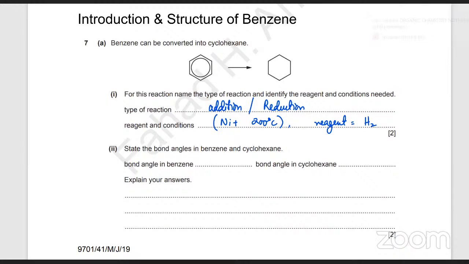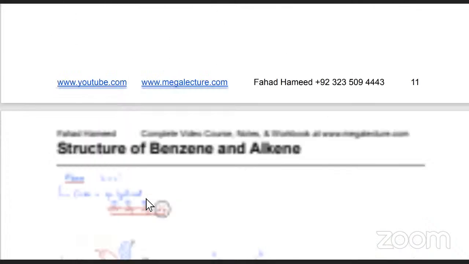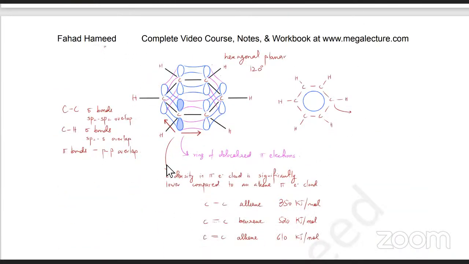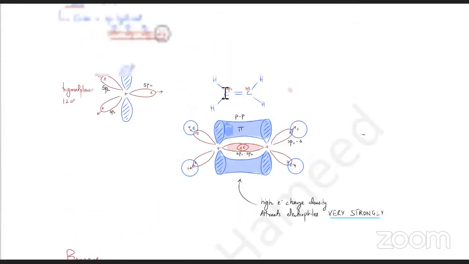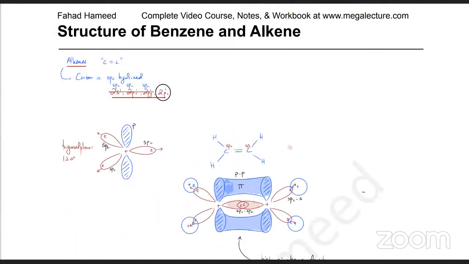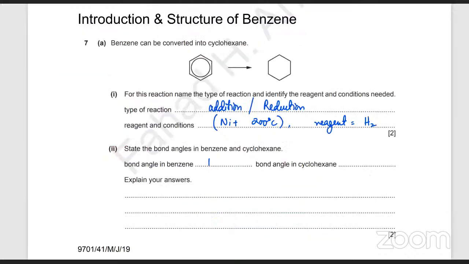So what's the bond angle in benzene? If I just have a look at the structure of benzene. So benzene is sp2 hybridized. All the angles in benzene are 120 degrees. Okay, that's what benzene is. Yahan pe structure hoga, just one second. Okay, every carbon atom is sp2 hybridized. So the bond angles are 120 degrees. And in cyclohexane, each carbon atom is bonded to four bonds. When it's bonded to four bonds, it's going to be tetrahedral, and the angle is going to be 109.5 degrees.